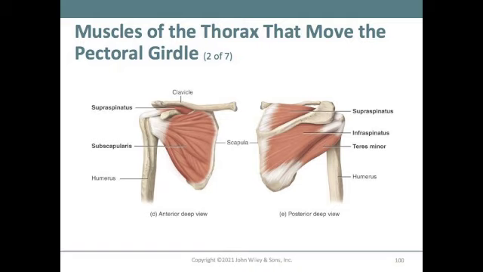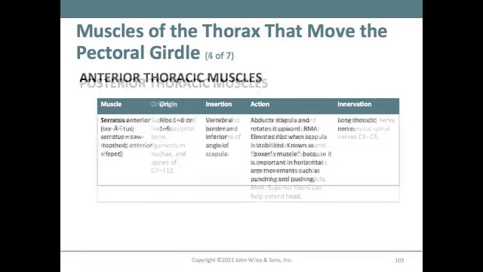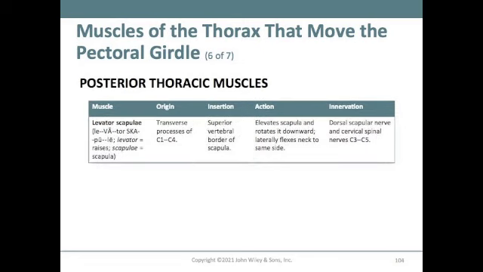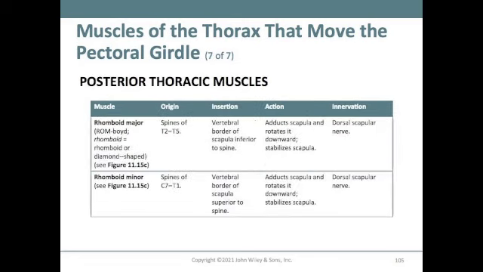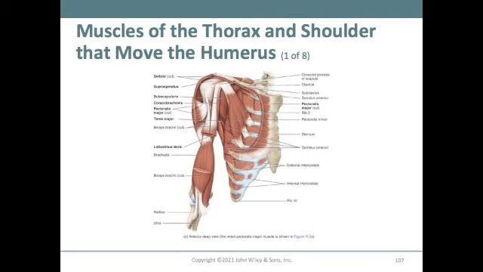Okay, so this is going to be figure 11.15 over on page 381. And then, of course, our table. It is a theme throughout this whole chapter. I'll let you study that on your own. And then the muscles of the thorax and shoulder. So I gotta go back. Figure 11.15 on page 379.